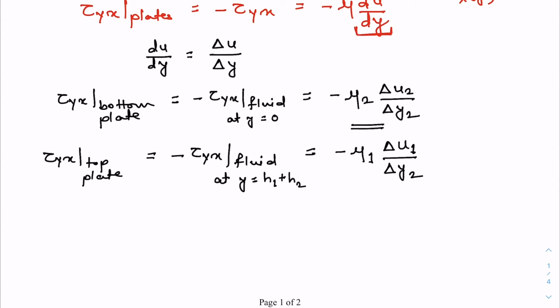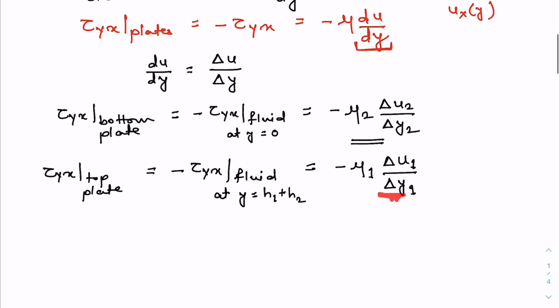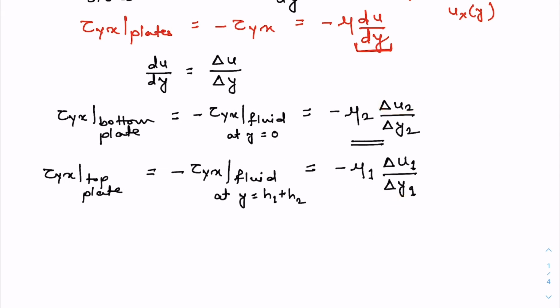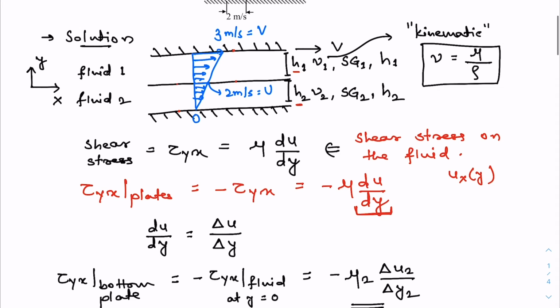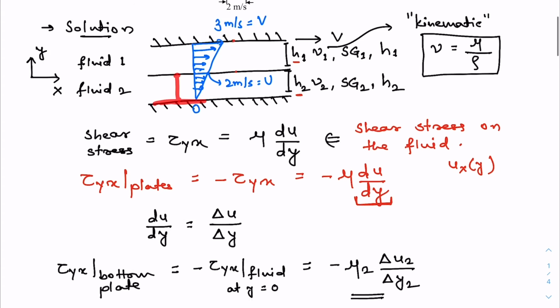Again, remember delta y1 and delta y2 here are the thicknesses of these films, and delta u1 is basically the difference in the velocity at the top and the interface for the fluid 1, and delta u2 is the difference between the velocity of this interface and the bottom wall for the fluid 2.